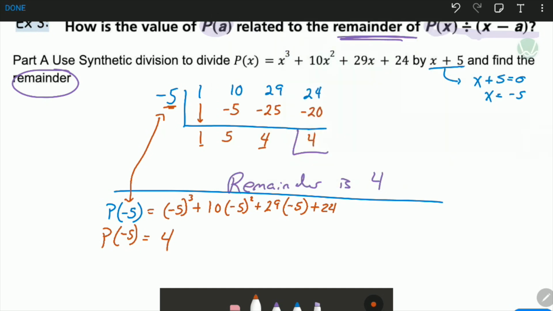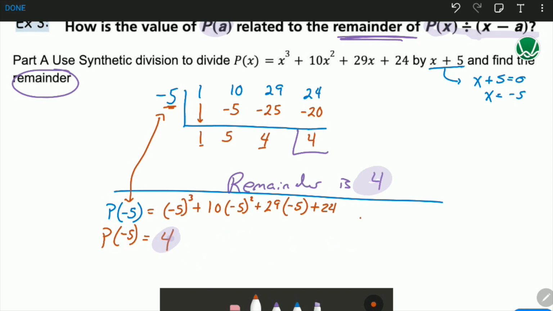Now, we were supposed to compare that to the remainder, and if you look, the remainder, using synthetic division, is also 4. So this brings us to two properties, and this will always be true so long as you don't make a mistake in the operations. It will always be true for every polynomial and everything you divide by, specifically linear factors, mind you. But that does bring us to a nice property.